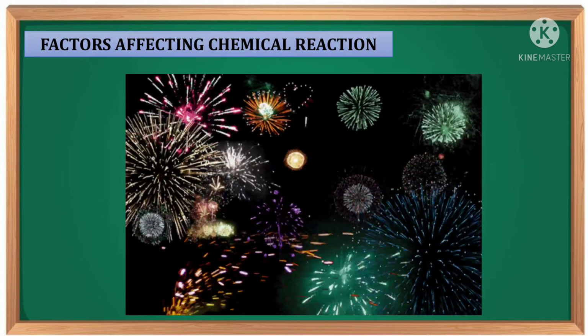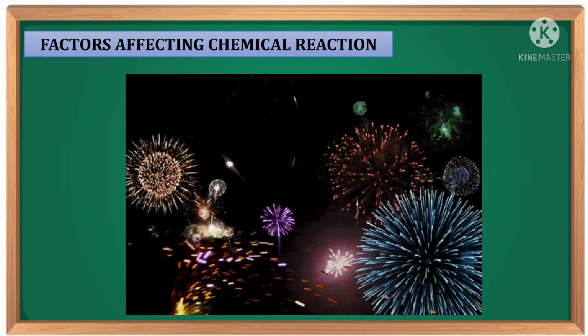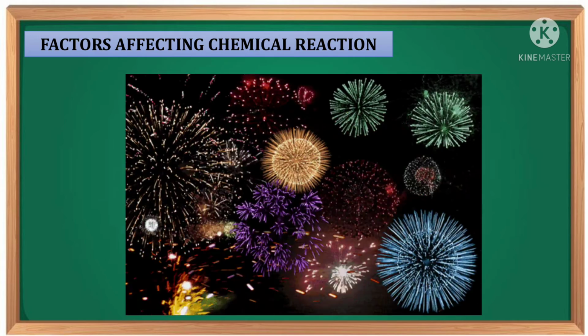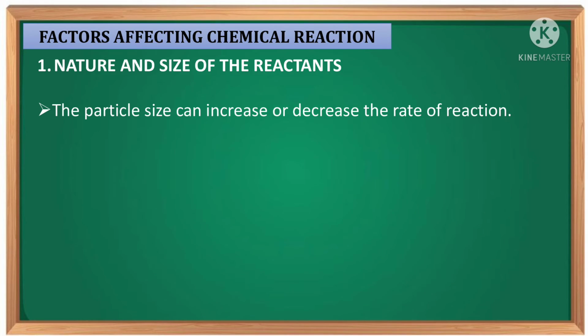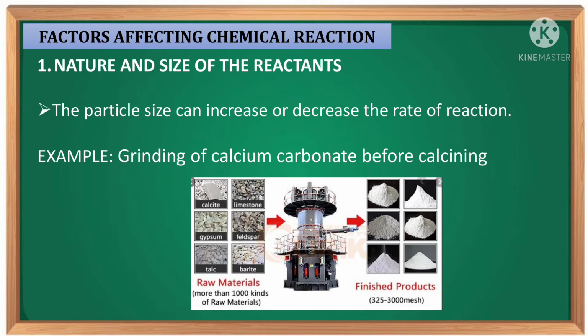Did you know that firecracker explosion is an example of exothermic reaction? A very fast exothermic reaction, and the speed or rate of chemical reaction is altered or changed by the following factors. The first factor affecting chemical reaction is the nature and size of the reactants. The particle size can increase or decrease the rate of reaction. One example of it is the grinding of calcium carbonate before calcining.